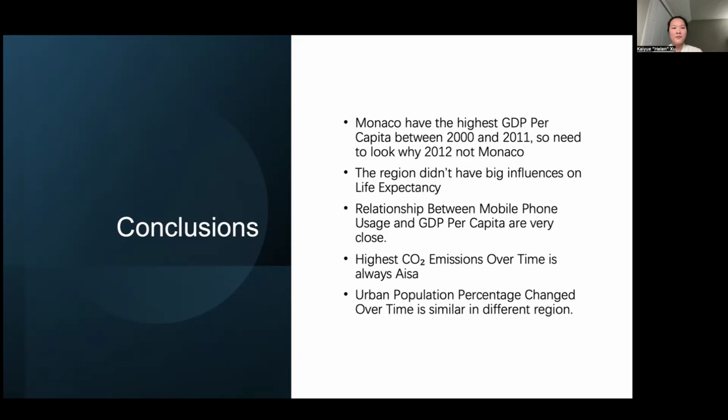The relationship between mobile phone users and GDP per capita is very close. That means when GDP per capita gets higher, mobile phone usage gets higher, with more people using it. The highest carbon emission over time is always Asia because they have a lot of factories there. The urban population percentage change over time is similar because it always gets a little bit higher. So that's what I got today. Thank you for listening.